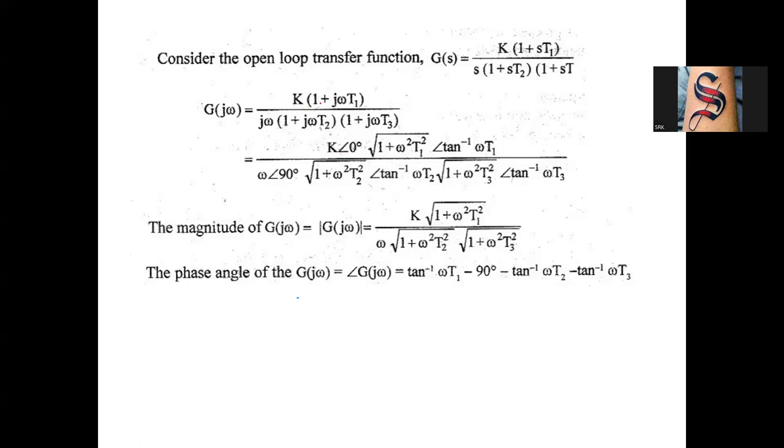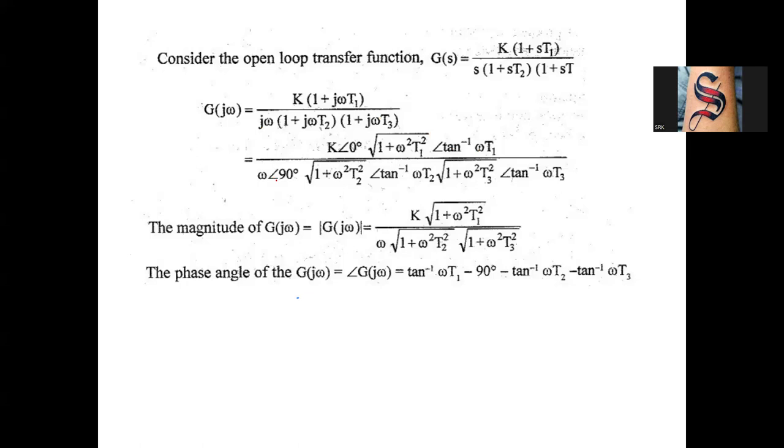And the second term, 1 plus j omega T1. How can we write the magnitude for this term? The magnitude of this one is square root of 1 plus omega square T1 square. And the phase angle? How to write the phase angle? Tan inverse of imaginary part by real part. What is the imaginary part here? Omega T1. Real part is 1. So omega T1 by 1, so we get tan inverse of omega T1. And the magnitude for this j omega term is omega, and the phase angle for this term is 90 degrees.